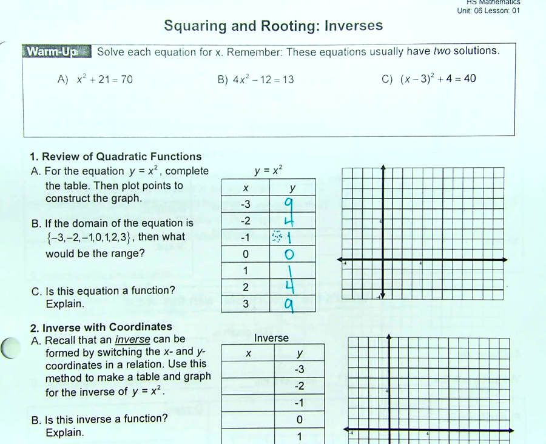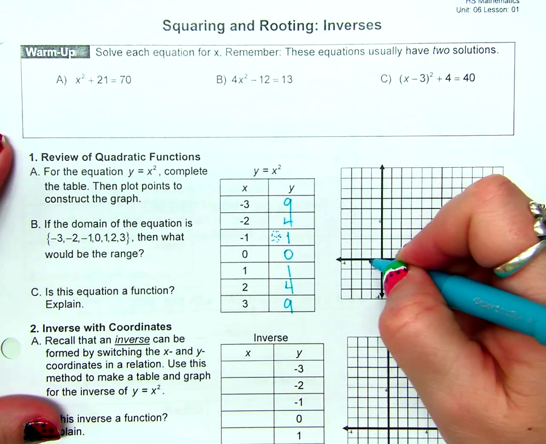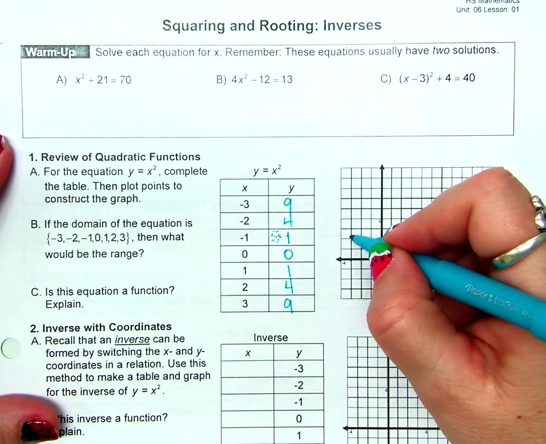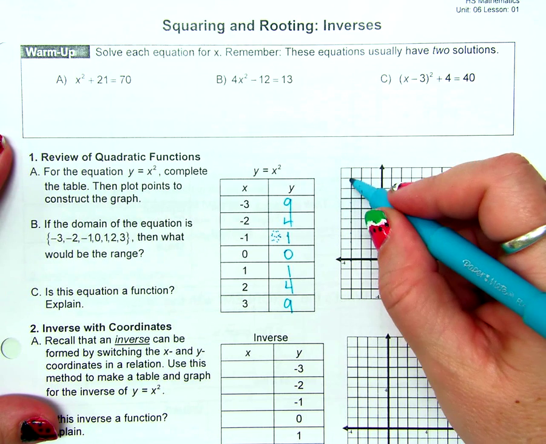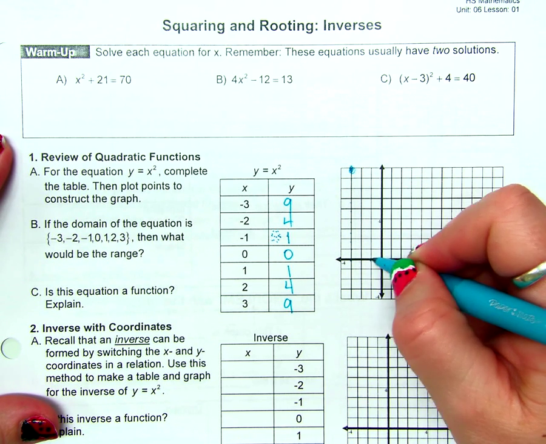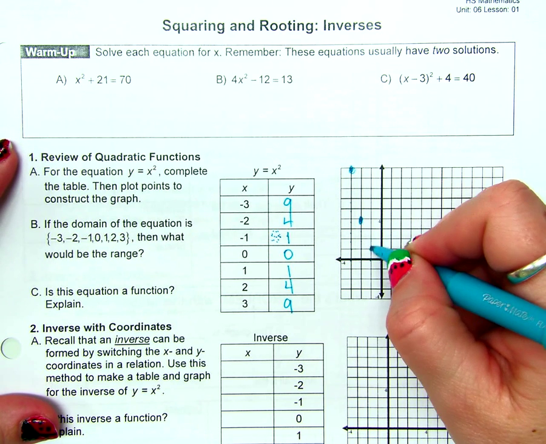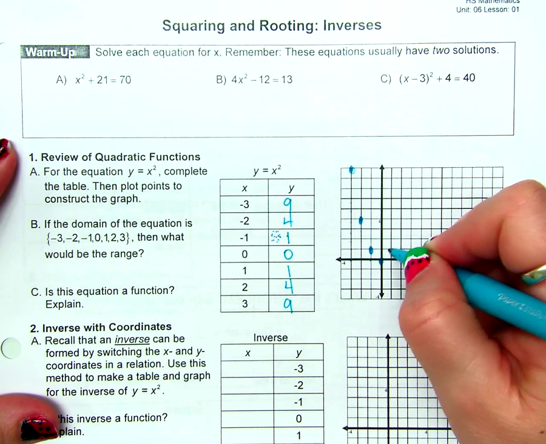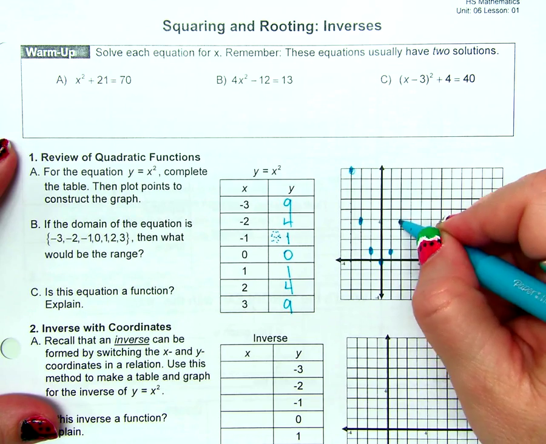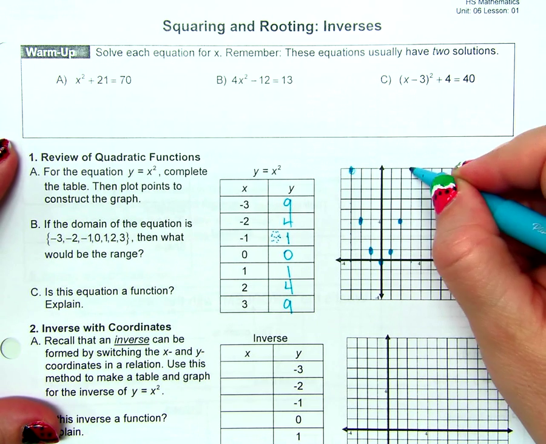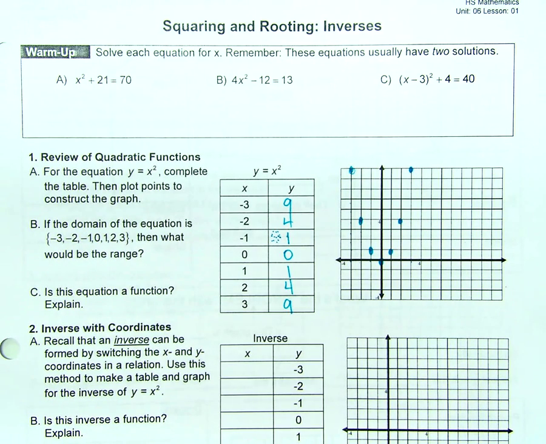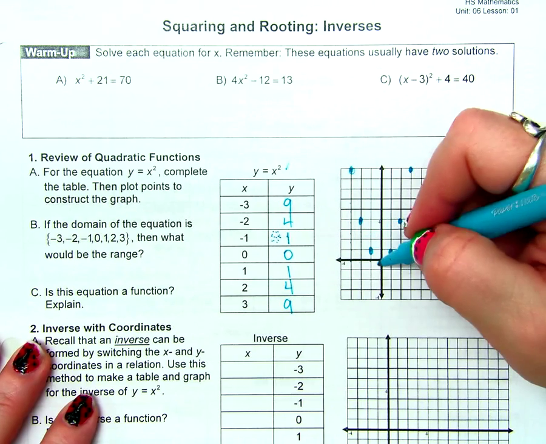Okay. Plot the points to construct the graph. Well, negative 3, 9. Negative 2, 4. Negative 1, 1. 0, 0. 1, 1. 2, 4. And 3, 9. Can I connect these points? Yes, you can. How do you know I can? Because there is an equation right up here, right?